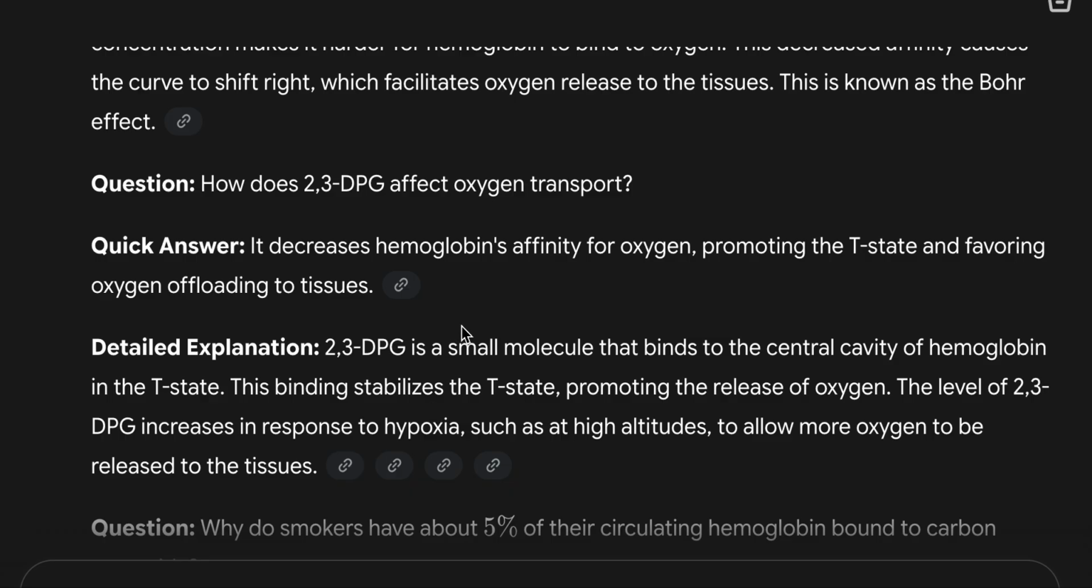All right, 2,3-DPG is a small molecule that binds to the central cavity of hemoglobin in the T state. This binding stabilizes the T state, promoting the release of oxygen. The level of 2,3-DPG increases in response to hypoxia, such as at high altitudes, to allow more oxygen to be released to the tissues.